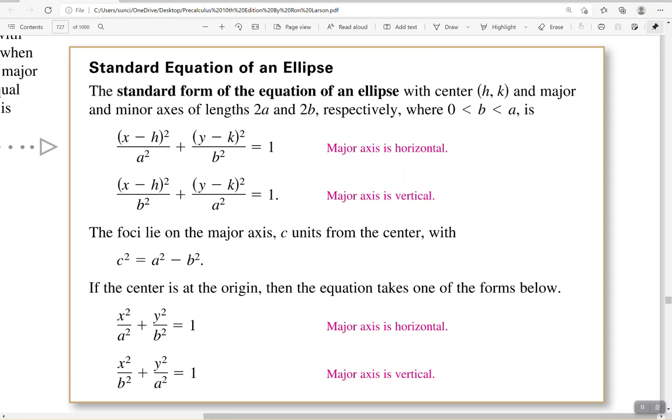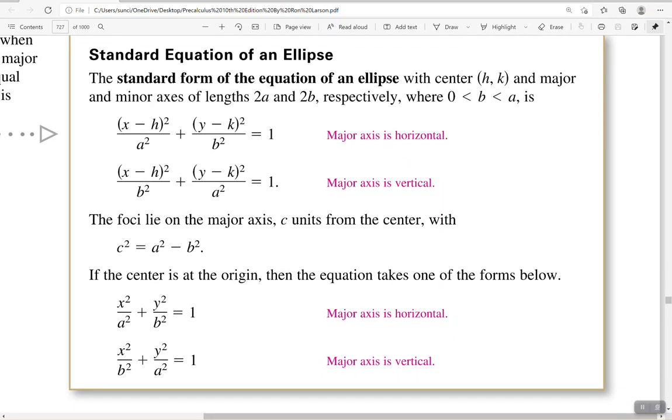The foci lie on the major axis always. They are c units from the center. So we would have to find the value for c and then measure that distance from the center of the ellipse in both directions to find where the foci are. And the formula would be c squared is equal to a squared minus b squared to find the value of c, okay? a being half of the length of the major axis and b being half of the length of the minor axis. And c is the length from the center to the foci.